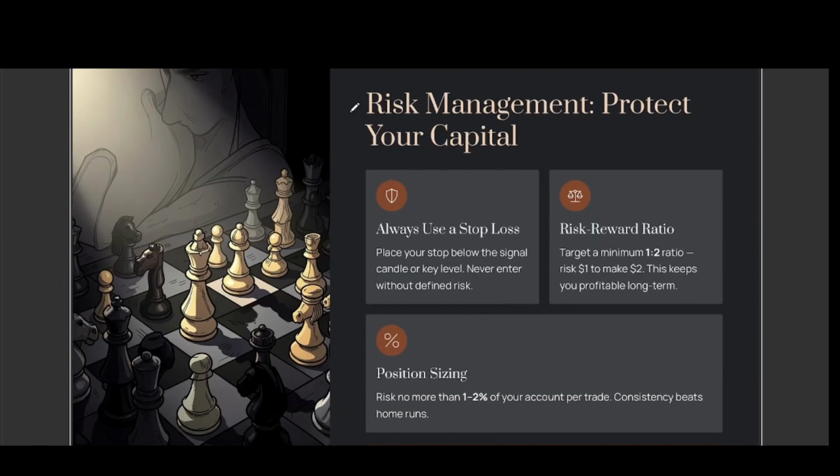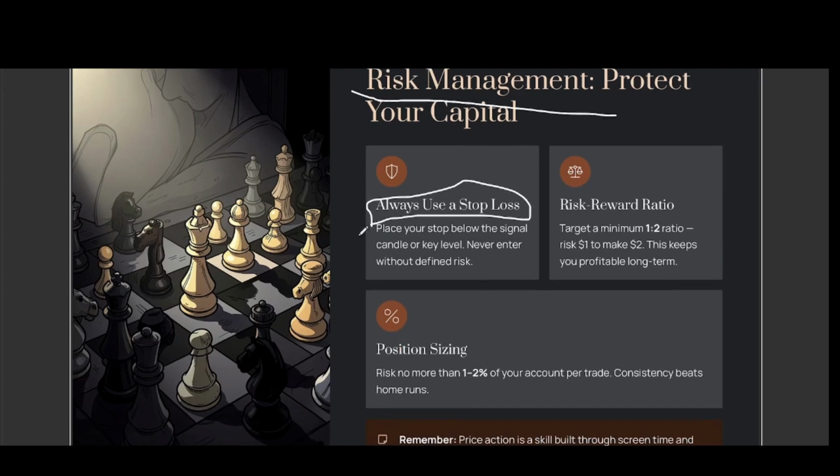Now, risk management. It protects your capital. This is the most important thing when it comes to price action. First thing, always use a stop loss. Stop loss is your very precious tool. And always place a stop loss when you enter a trade. Let it be a small trade, large, big trade, big capital, small capital. Always use a stop loss.